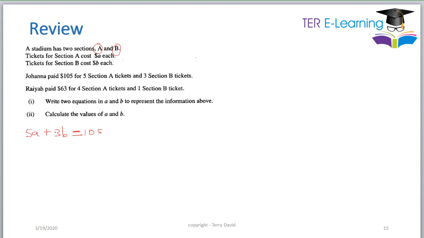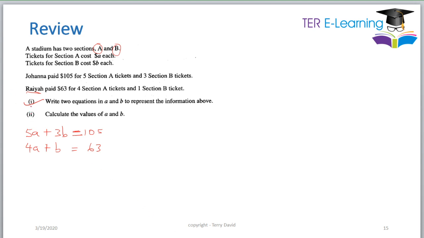That's one equation. The second one now, we need to look at Raya. She got 4 section A tickets. So that's 4A plus 1 section B ticket. So plus B is equal to $63. So the first part, write 2 equations to represent the information, is this. So those are my two equations.